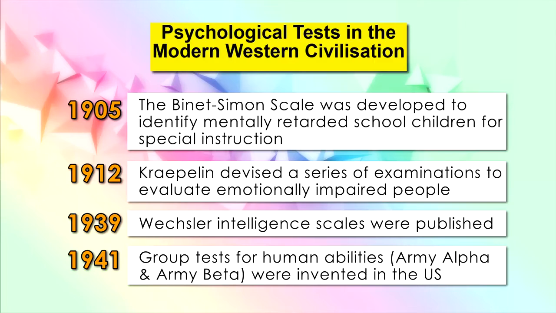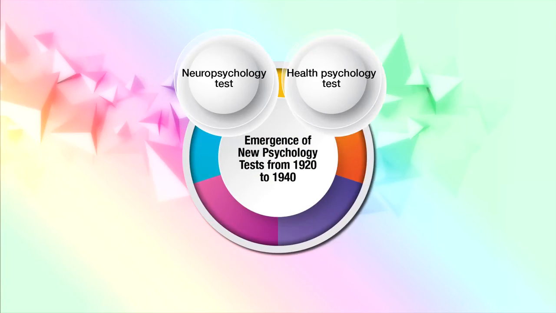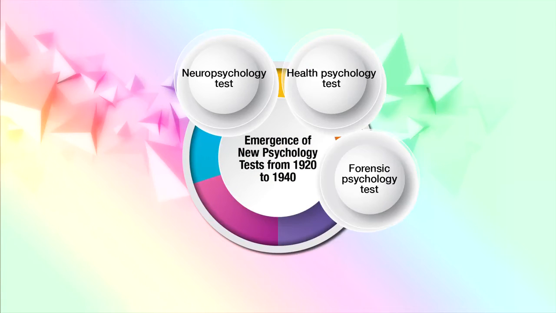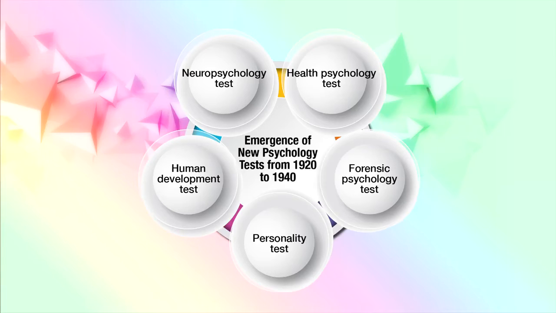Group tests for human abilities such as the Army Alpha and the Army Beta were invented during that period of time. Later, we see personality testing blossom just before and after World War II, especially during the period of 1920 to 1940. After that, many new applied psychology tests emerged, and the most important ones were in relation to neuropsychology, health psychology, forensic psychology, tests and measurement for various developmental stages such as children, adolescents, adults, and elderly, and other areas to measure various aspects of human behavior and mental states.